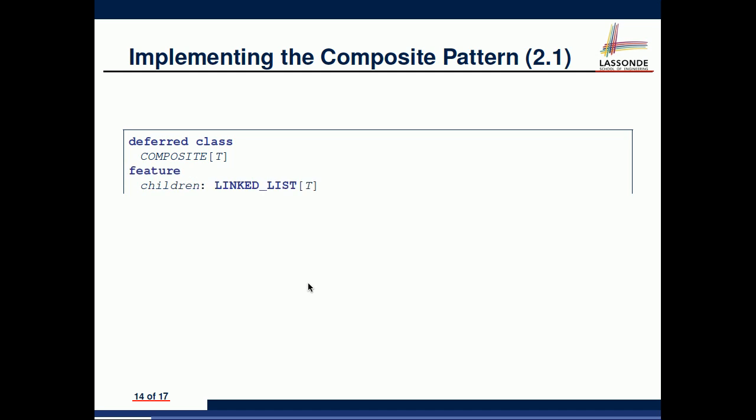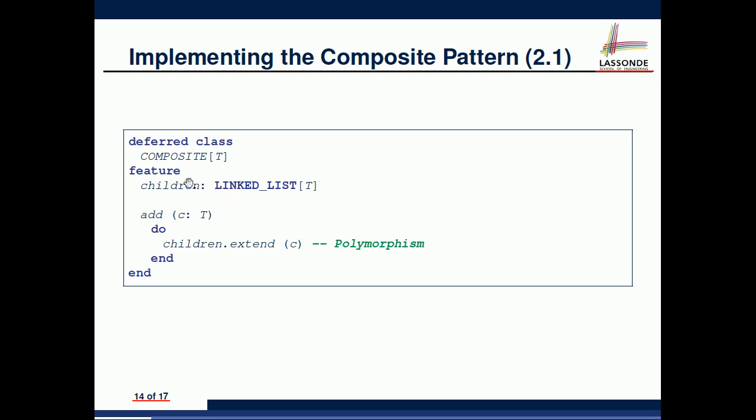And then we got children, just a linked list. You can make it iterable if you wish. And also we got add child of type T. Children that extend T. So this is only going to be defined in one place and reused among clusters.